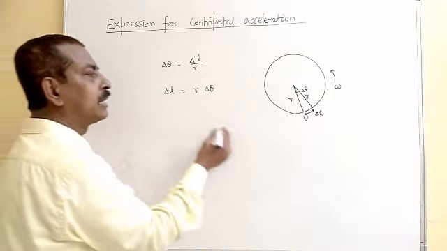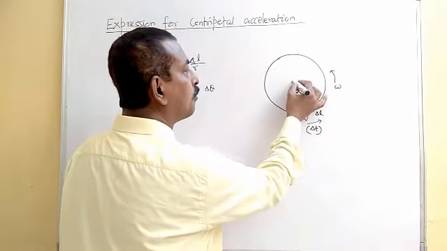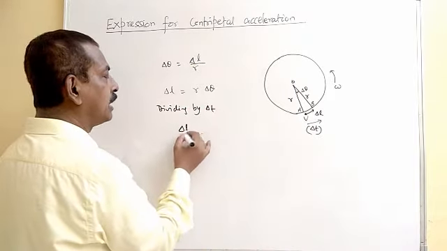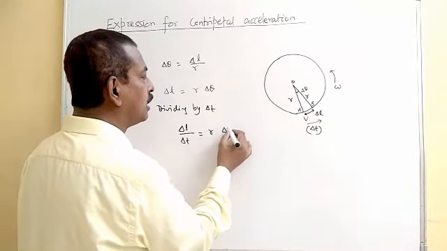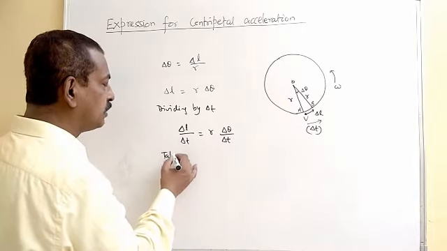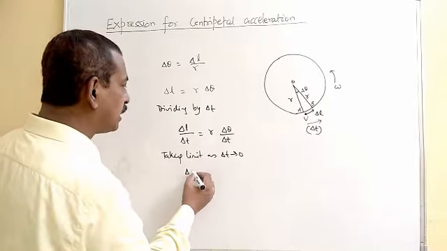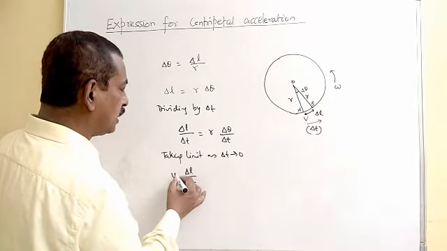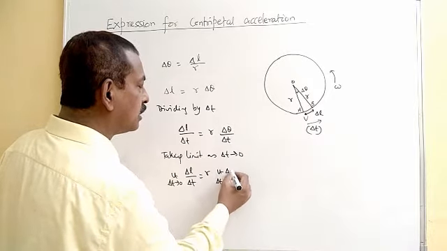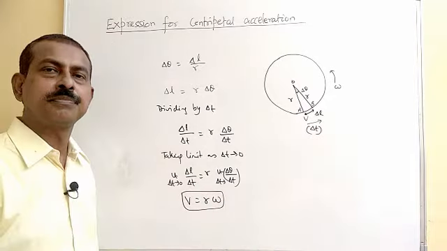If you divide it by time delta t, suppose it takes time delta t to move from this point A to the point B. So in that case, dividing by delta t, delta L by delta t will be R, delta theta by delta t. Now, if you take the limit, what will we get? Taking limit as delta t tends to 0, it will be the limit of delta L by delta t as delta t tends to 0. This is R, and this is the limit of delta theta by delta t. And this is your V, this is your omega.